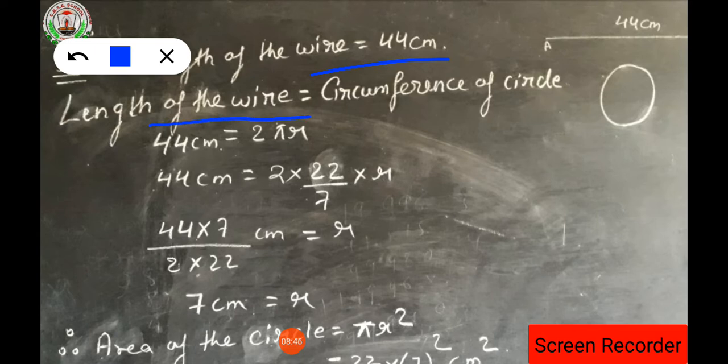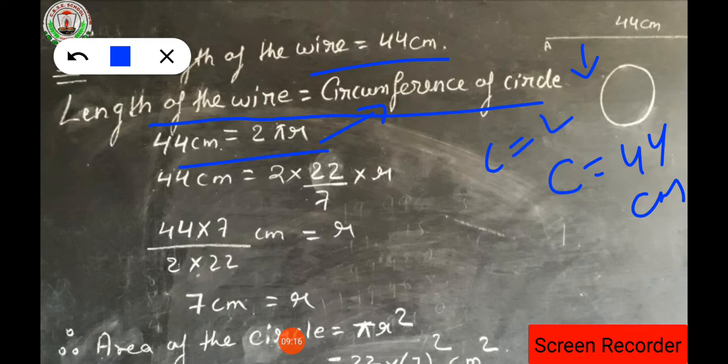Then the length of the wire will be equal to the circumference of the circle, as it will be rebent into the shape of a circle. So the circumference is considered as 44 centimeter, isn't it? That's why here we are going to apply the formula: circumference of a circle equals 44 centimeter equals 2 pi r. Why this 2 pi r? It is due to the formula of circumference of a circle. And why is the circumference value taken as 44? Because the circumference of the circle will be equal to the length of the wire according to the question, because that wire of length 44 is rebent into the shape of a circle, that's why.